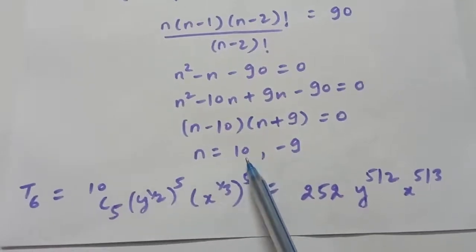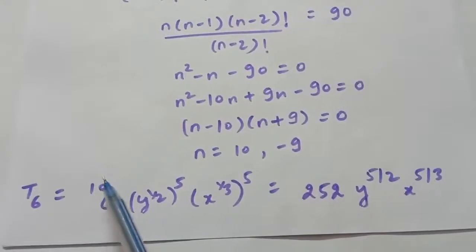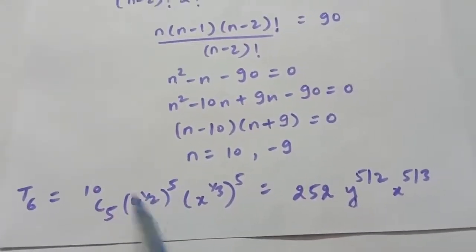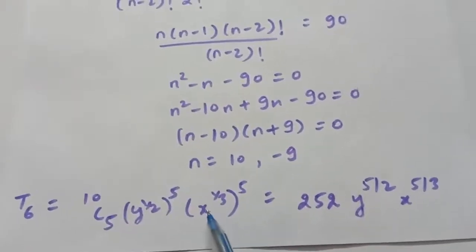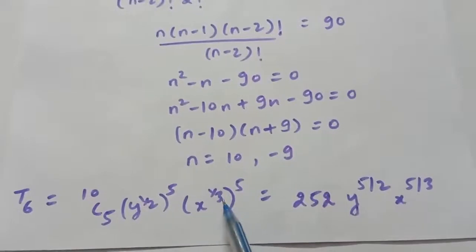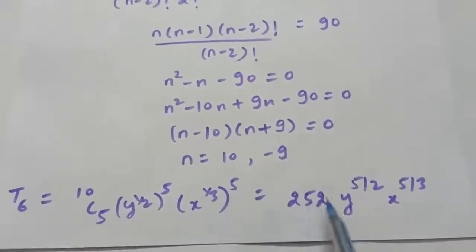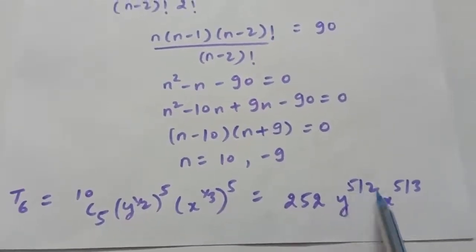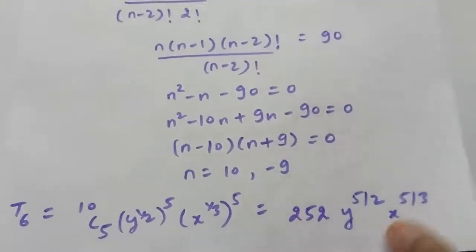Now we got the value of n. Now we want to find the sixth term. So T6 will be 10C5 (y raised to the power half) raised to the power 10 minus 5, which is 5, into (x raised to the power 1 by 3) raised to the power 5. And when you will solve it, you will get the answer as 252 y raised to the power 5 by 2 into x raised to the power 5 upon 3.